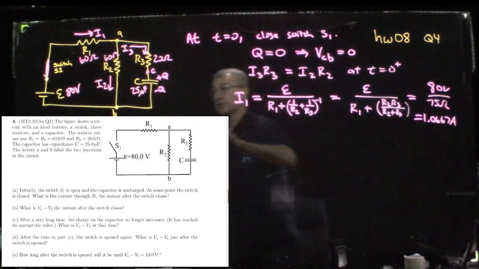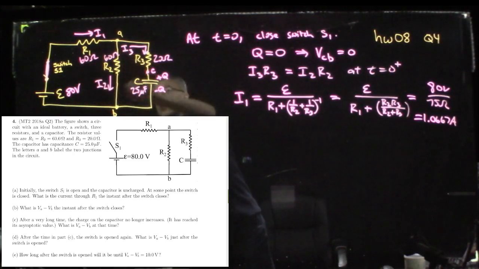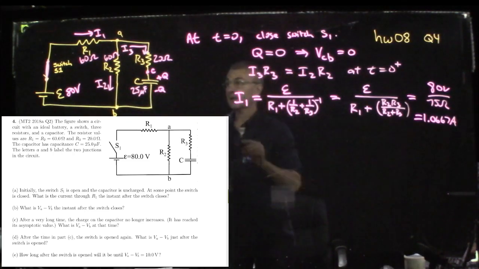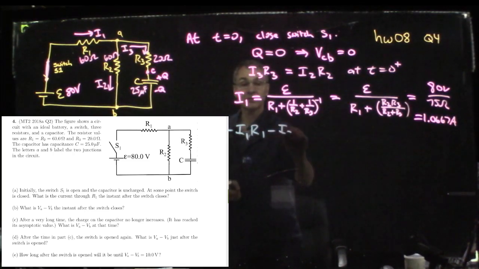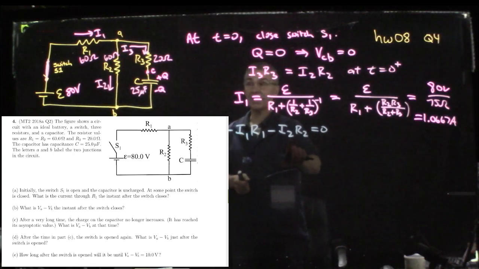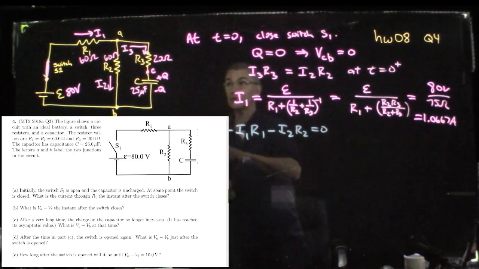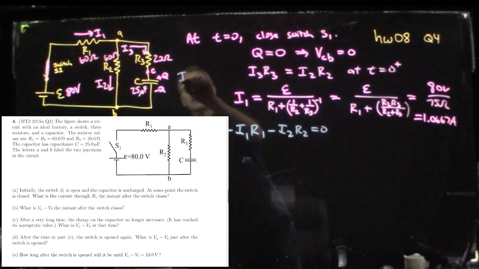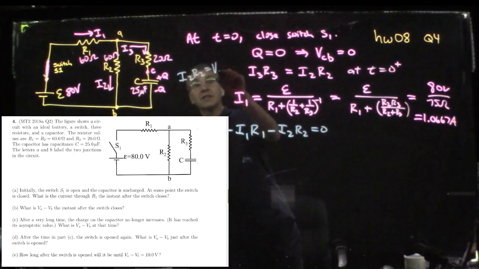So we can use the loop rule for this loop. We go up through the battery, to the right through R1, down through R2, and then we're back where we started. And so that's going to say, with the loop rule, EMF minus I1 R1 minus I2 R2 equals 0. We're back where we started. But notice I2 R2 is exactly the quantity we're looking for. I2 R2 equals VAB. VAB is a shortcut way for writing VA minus VB.